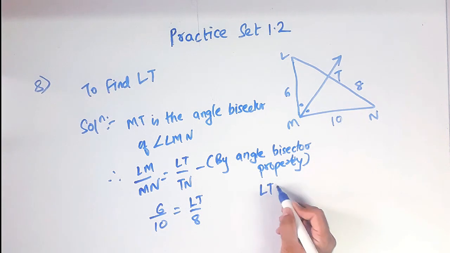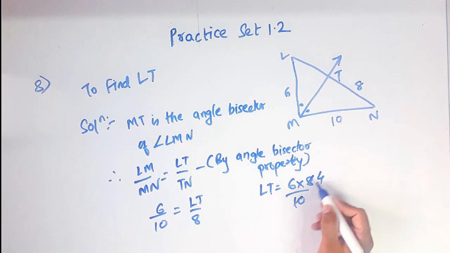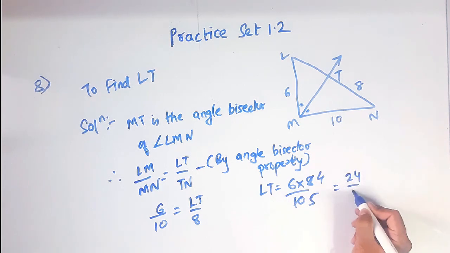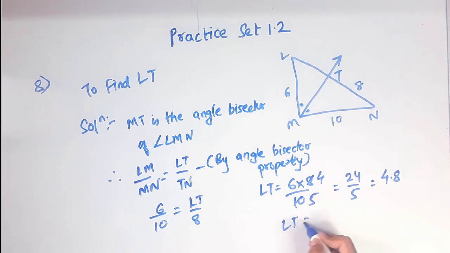Now LT equals 6 into 8 upon 10. You can cancel this by 4: 2 fours are 8, 2 fives are 10. Further we cannot cancel, so you are getting 24 by 5. Now what is 24 by 5? 5 fours are 20, 4 remains, 5 eights are 40. So LT is equal to 4.8. This is your final answer.